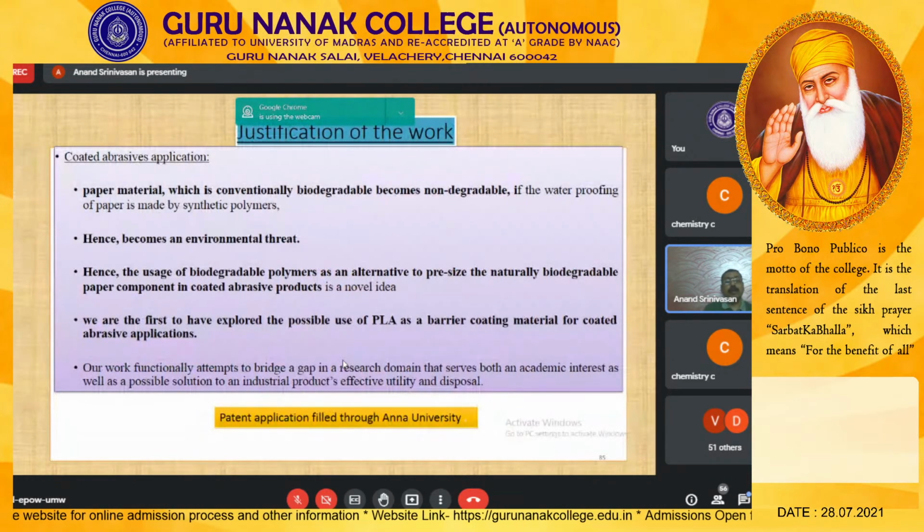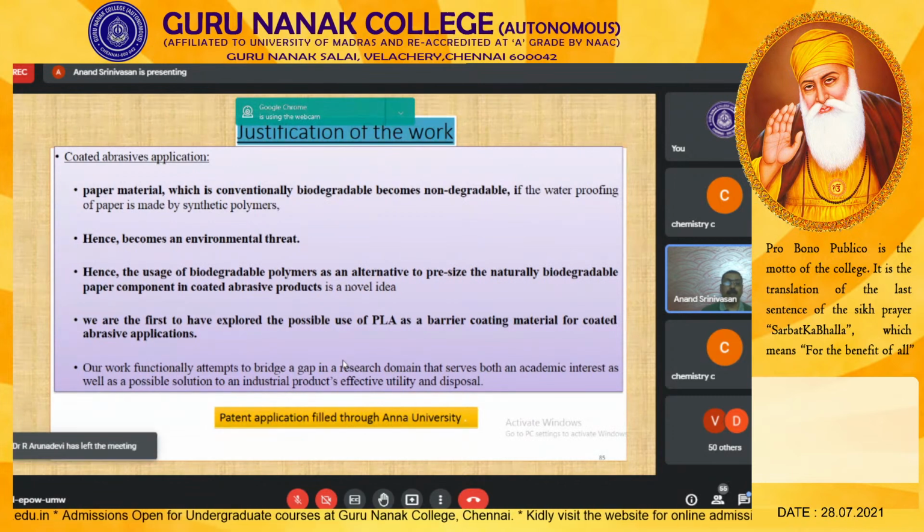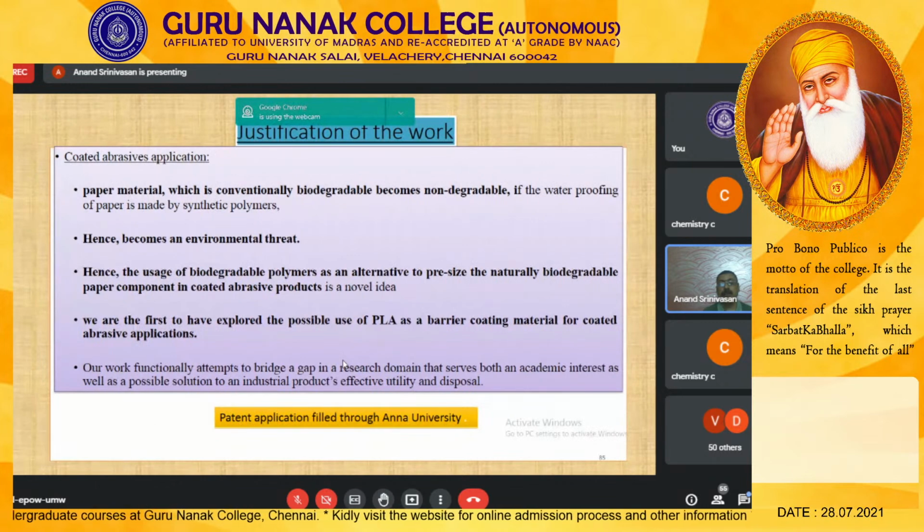In coated abrasive applications, paper, as I told you, is conventionally biodegradable, but becomes a non-degradable material when a synthetic material is applied. Whereas we have replaced the synthetic coating with a bio-based coating, thereby retaining the degradability of paper. Not only that, the product after use can be effectively disposed. The usage of biodegradable polymers as an alternative to the natural biodegradable paper component in coated abrasive products is a novel idea.